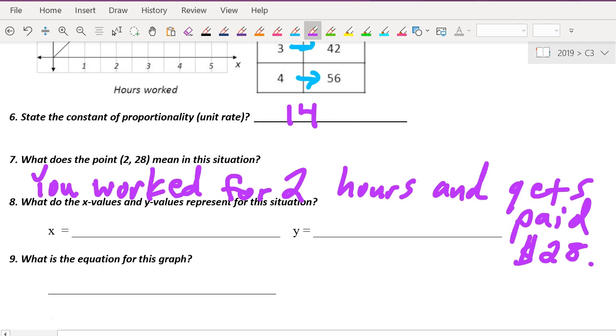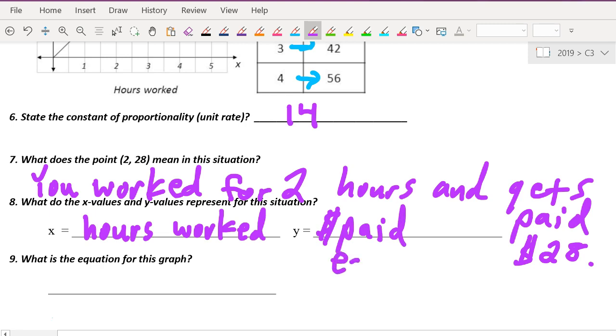Alright, what do the X values and Y values represent? Someone who hasn't answered yet. Remember when we talked about reading the graph on the board for a long time? You should all know this. What does the X mean? Hours worked. Excellent. And Y means earnings, money paid. But you could write earnings. That's fine. But I'm going to say money paid. Money earned, earnings, whatever you want to call it. As long as it's correct, right?